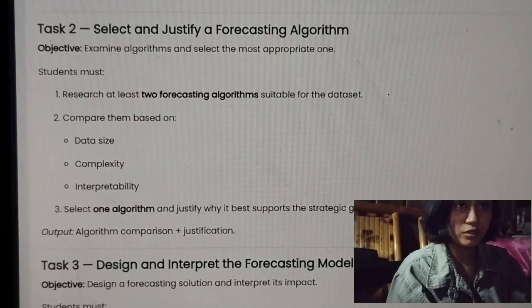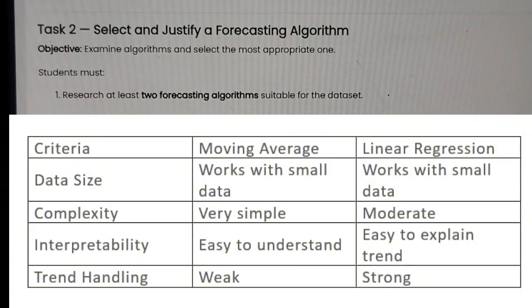Upon comparing the two methods, several factors were considered. In terms of data size, both methods can work with a small dataset like this one. In terms of complexity, the moving average is simpler, while linear regression is slightly more complex but still easy to understand. In terms of interpretability, linear regression is better because it clearly shows how sales increase over time.